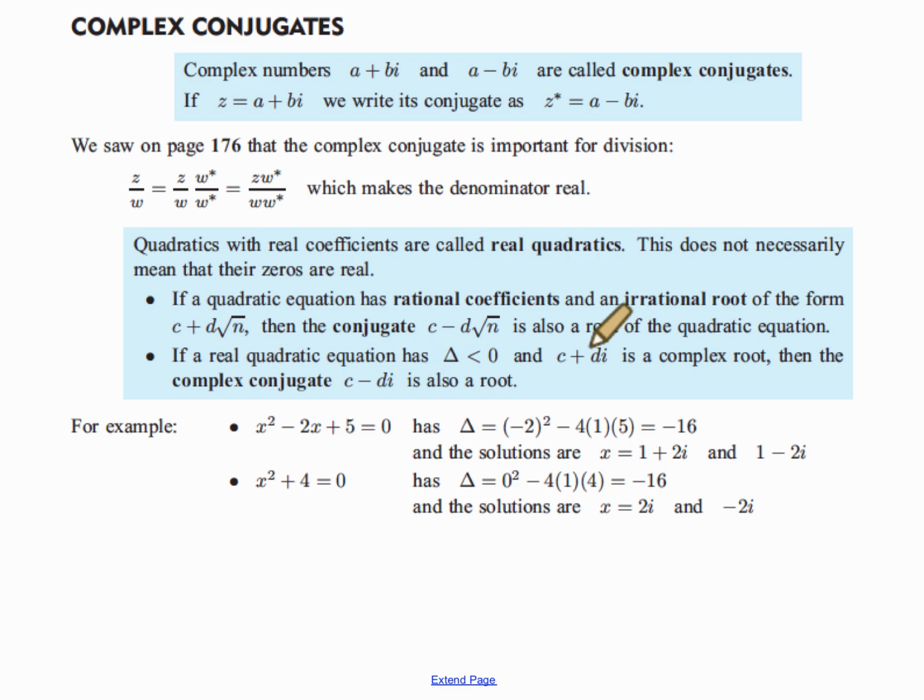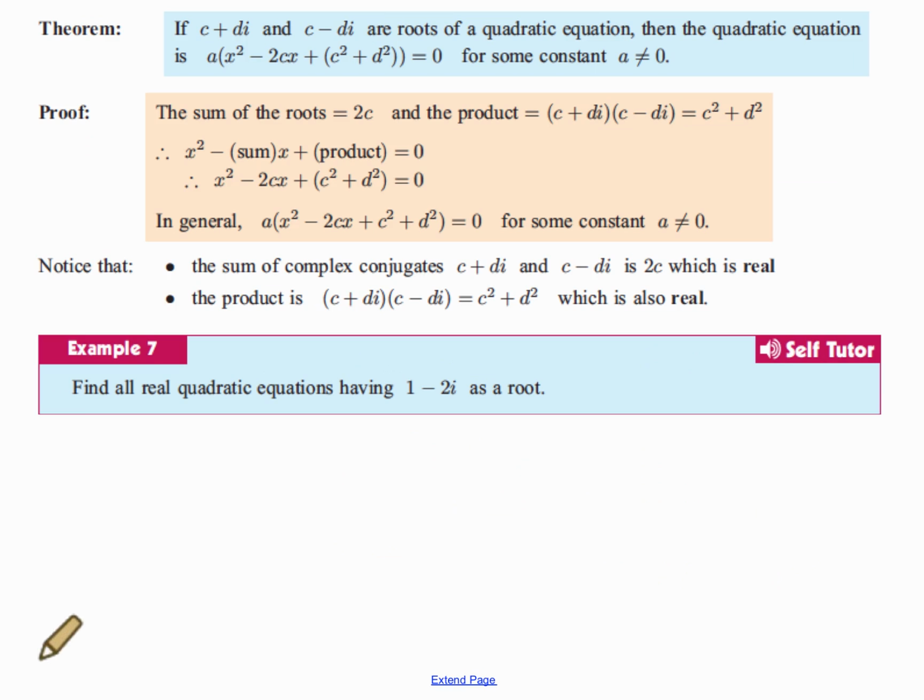And of course, depending on the sign of d, it might be in the form of c minus di. For example, if you know that 2 plus 3i is a root of a quadratic, then you know 2 minus 3i is also a root, or 7 minus 5i is a root of a quadratic, you know that 7 plus 5i is as well. Okay, so let's do an example.